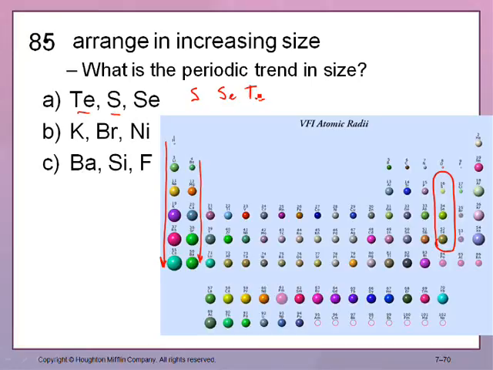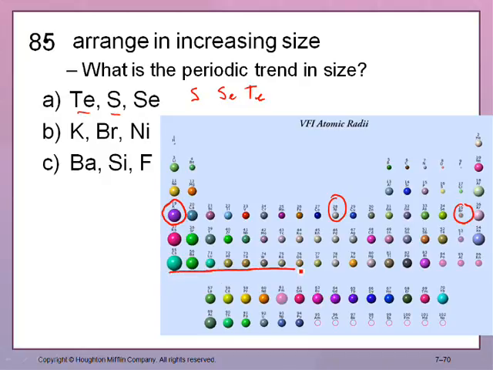Potassium, bromine, and nickel. Now these are not going to be right next to each other. So we're looking here at lithium, sodium. Here's potassium. Bromine is going to be clear over here. And nickel is going to be right there. What you will notice in periods as you go across is that there is a trend to get smaller.